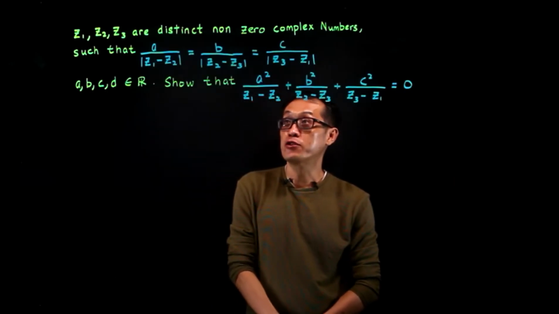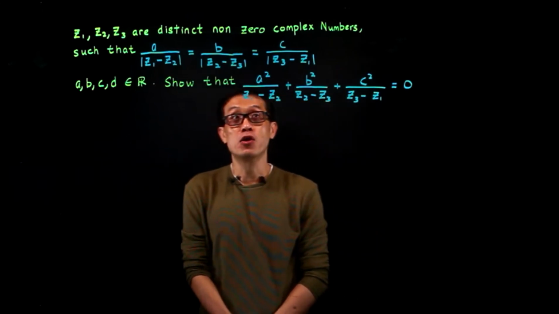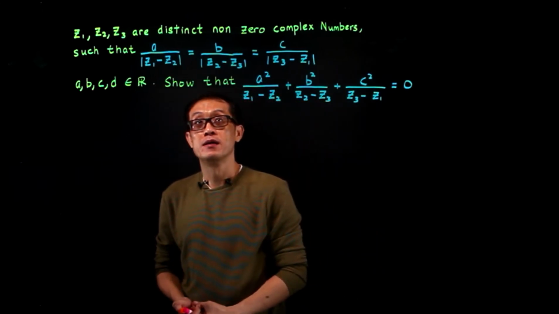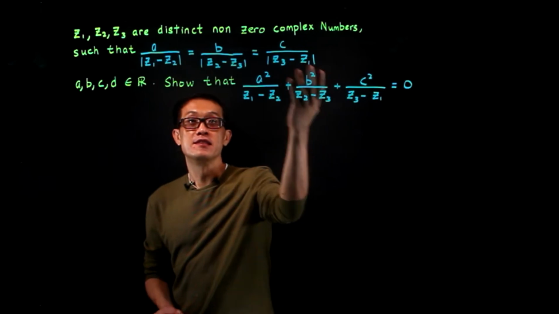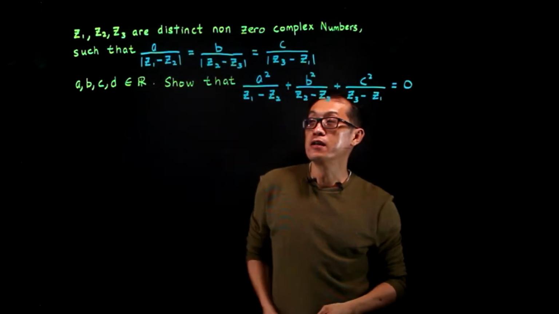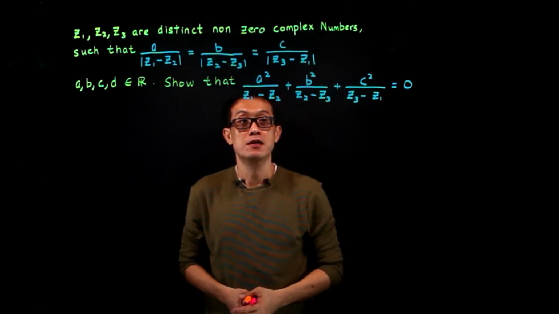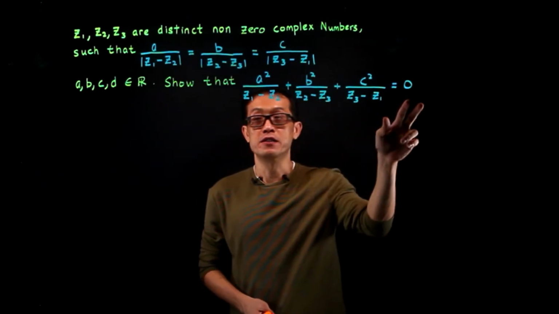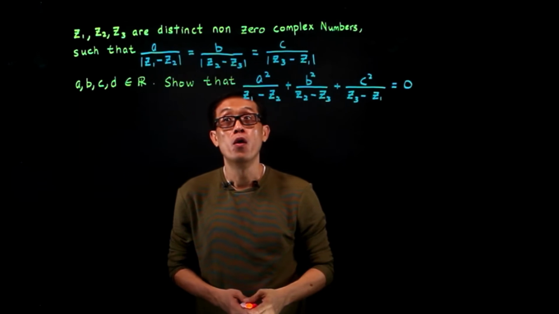z1, z2, z3 are distinct non-zero complex numbers such that this is the given condition. a, b, c, d is a set of real numbers. Show that this expression is equal to 0.